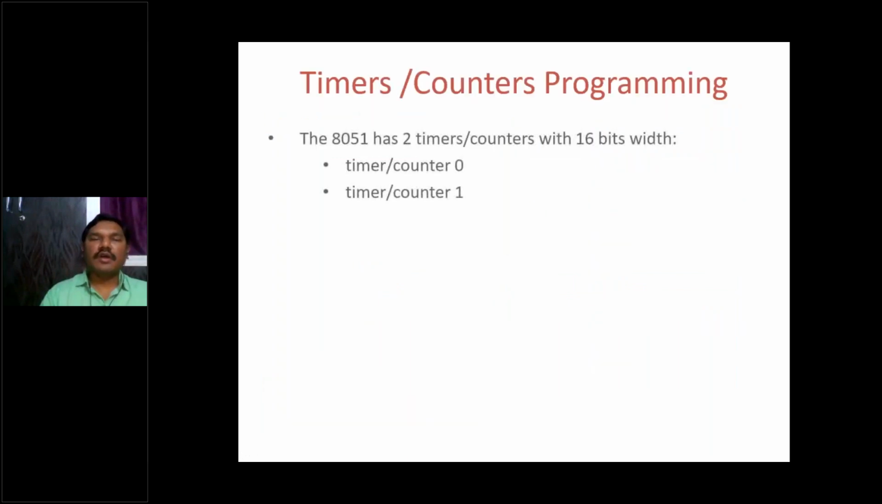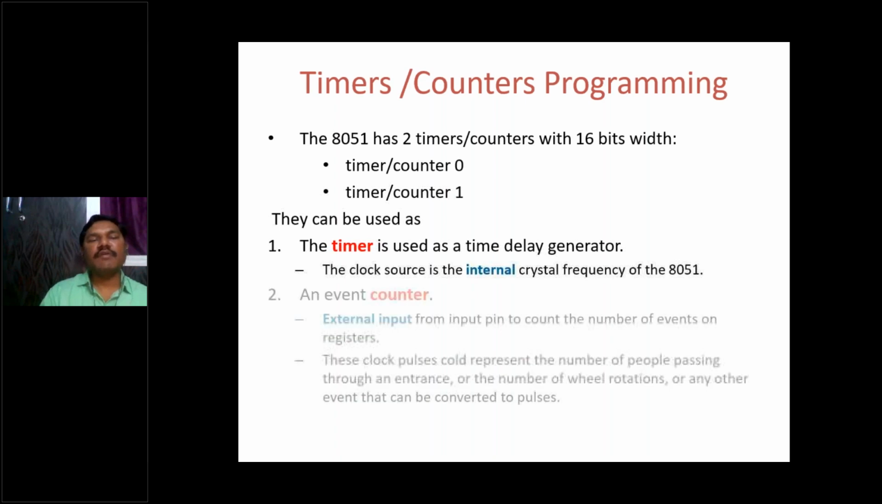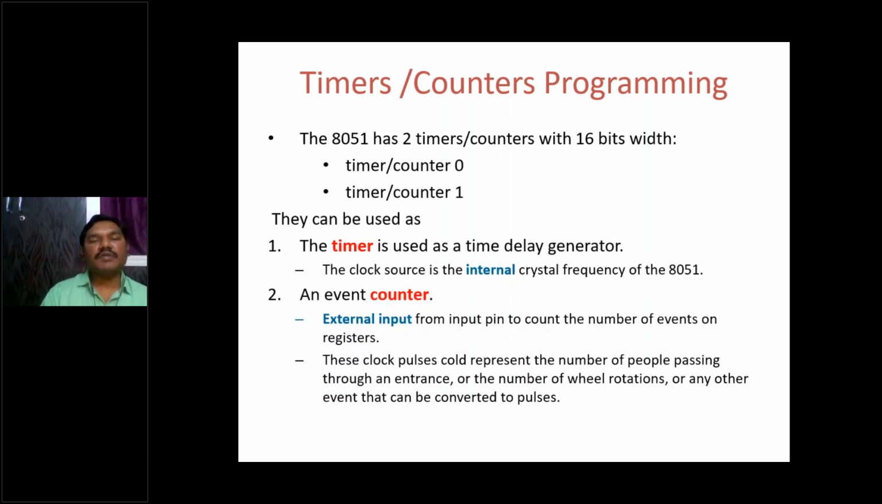So this is the pin diagram of the 8051 microcontroller. The 8051 has two timers and counters, timer or counter 0 and timer or counter 1. The timer can be used as a time delay generator, where the clock source is the internal crystal frequency of the 8051, or it can be used to count external event pulses. So external input from an input pin is used to count the number of events on registers, and these clock pulses can represent the number of people passing through an entrance, or the number of wheel rotations, or any other event that can be converted to pulses.